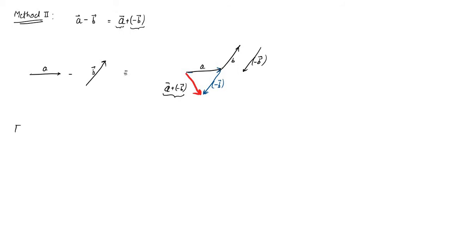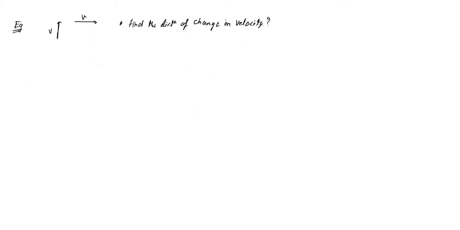Now let us try to take a very simple example, and we will try to solve this example by both the methods. So in this example, a car is moving towards north with some speed, let us say V, and then it takes a sharp right turn towards east with the same speed. We need to find out the direction of change in velocity.